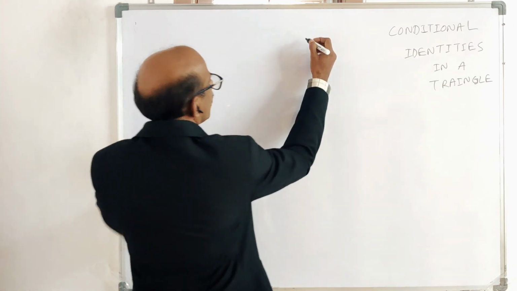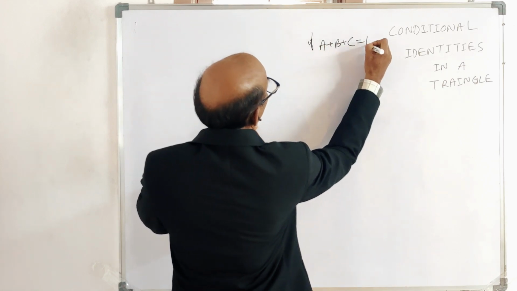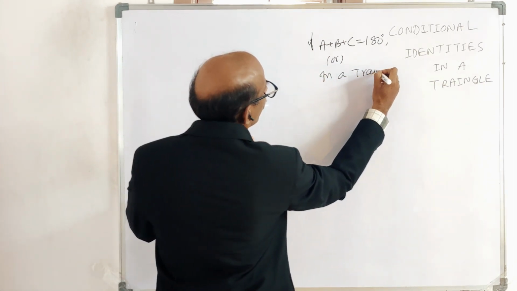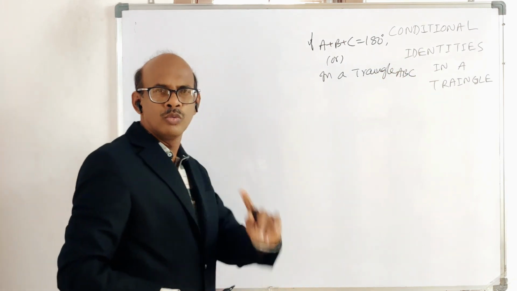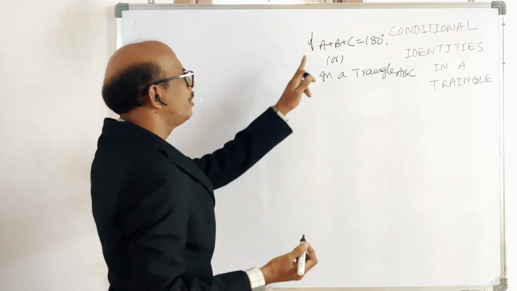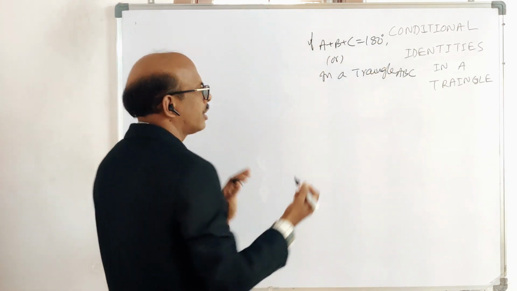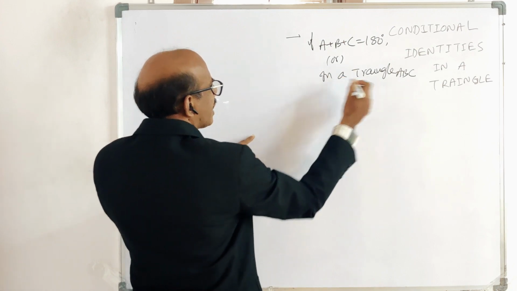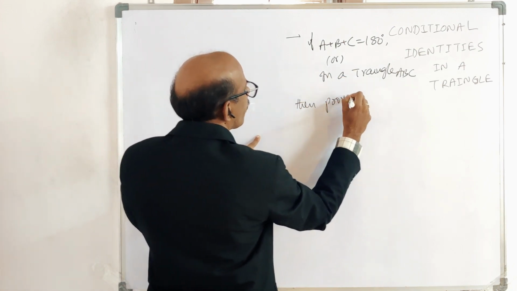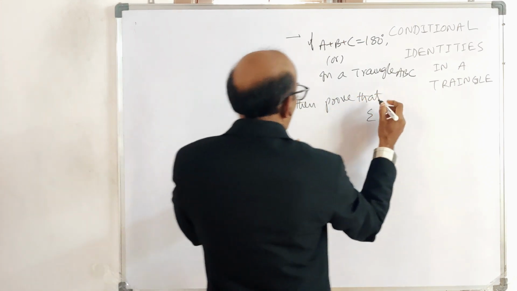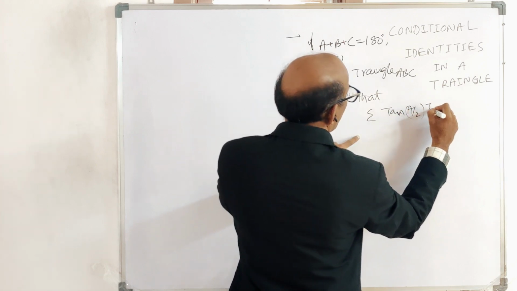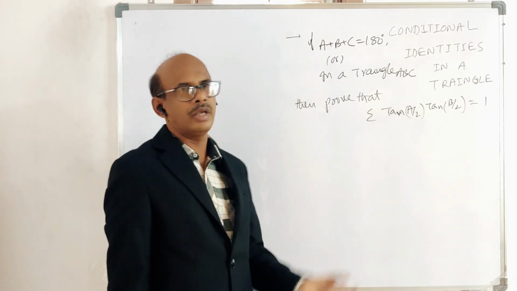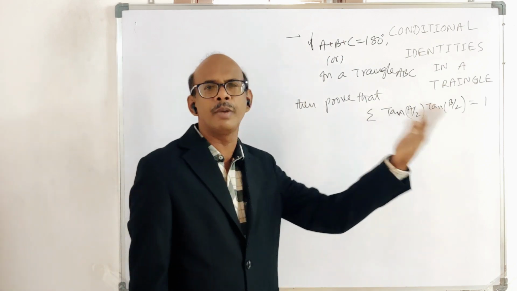Conditional identities in a triangle means if A plus B plus C equals 180, the condition in a triangle ABC, we prove some identities, conditional identities. A condition is imposed on the angles of the triangle, therefore they are called conditional identities. Now please note down: if A plus B plus C equals 180, or in a triangle ABC, then prove that sigma tan A by 2 multiplied by tan B by 2 equals 1. This is an important conditional identity in a triangle linked with the half angles A by 2, B by 2.